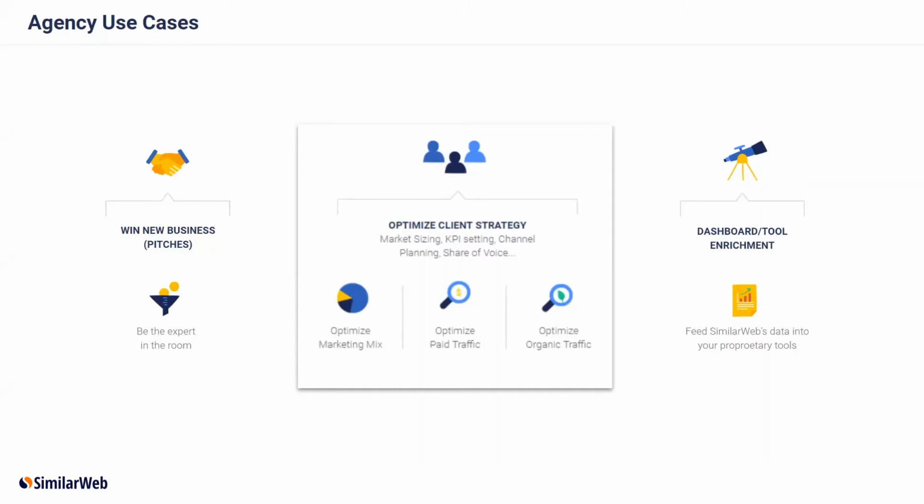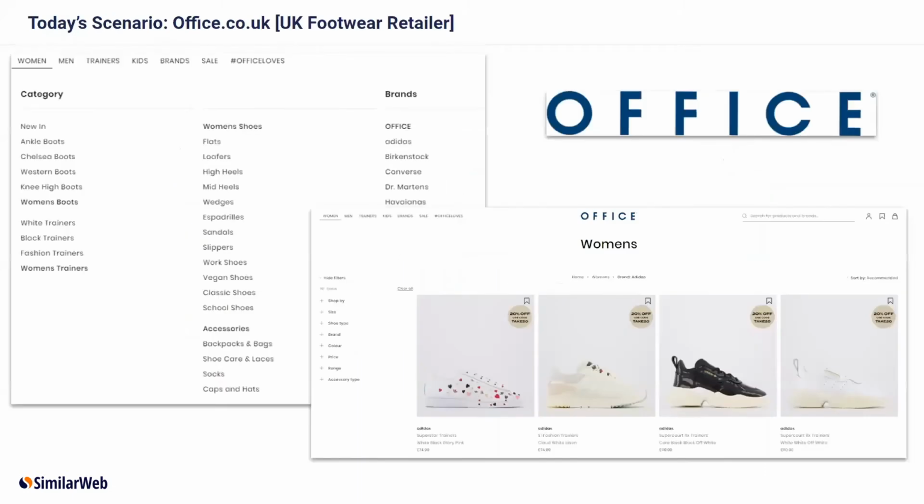So just to introduce today's scenario, we're going to be using as an example efforst.co.uk, which is a UK footwear retailer. They mainly have physical stores, but they also do have an online presence. This is just one example that we've chosen to talk through today. Obviously, you can use Similarweb for clients in any market and country in the world, any industry, but we decided to focus on the footwear retail industry in the UK for today's webinar.